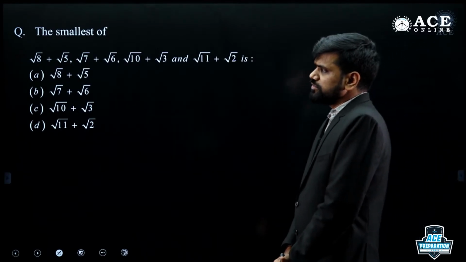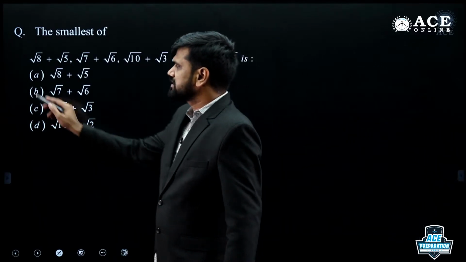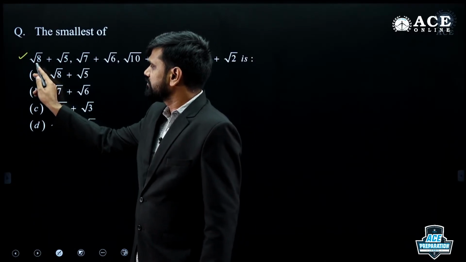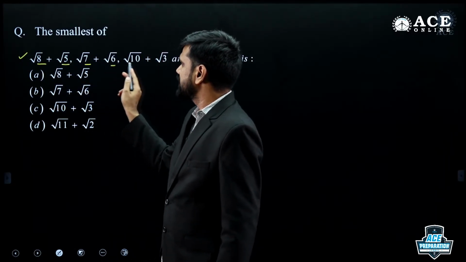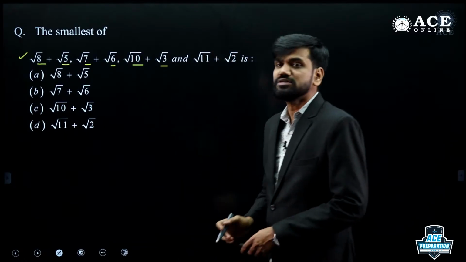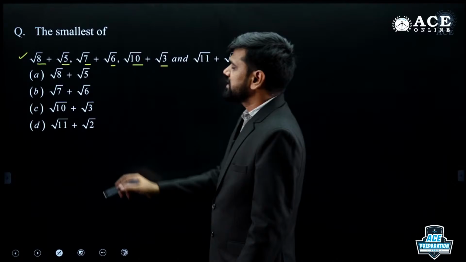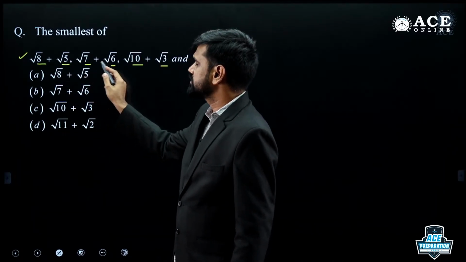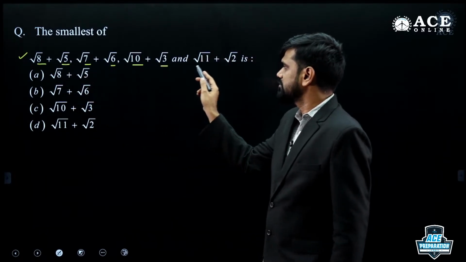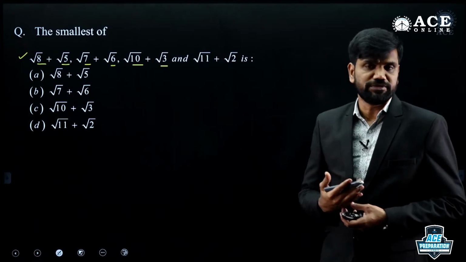Whenever they are giving you this type of model, generally they will give you the numbers as the values under square root will add up to the same. Like if you check 8 plus 5, it is adding up to how much? 13. Here also it is adding up to 13. Here also it is adding up to 13. Here also it is adding up to 13.